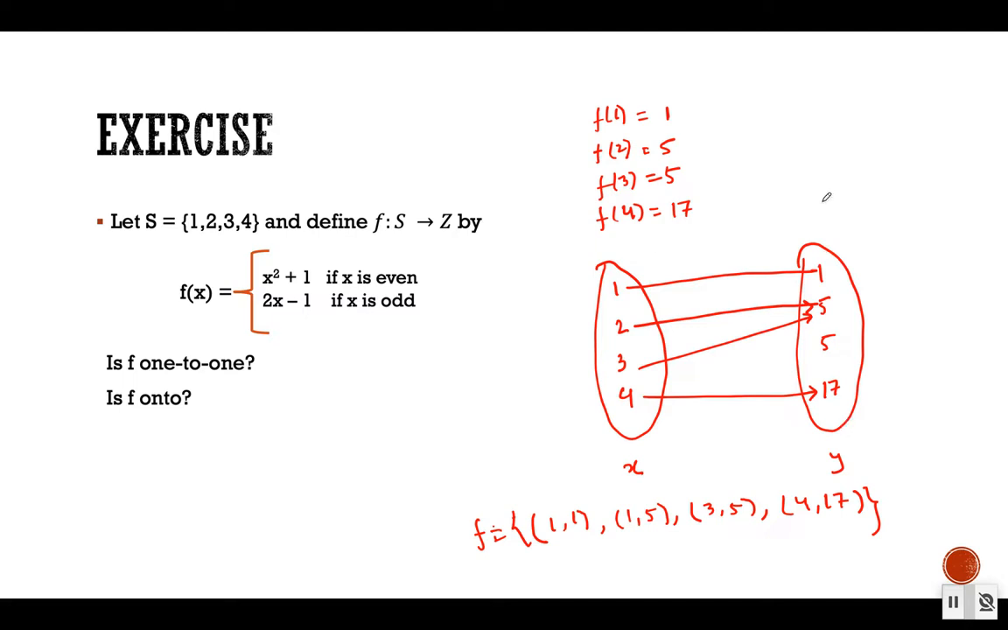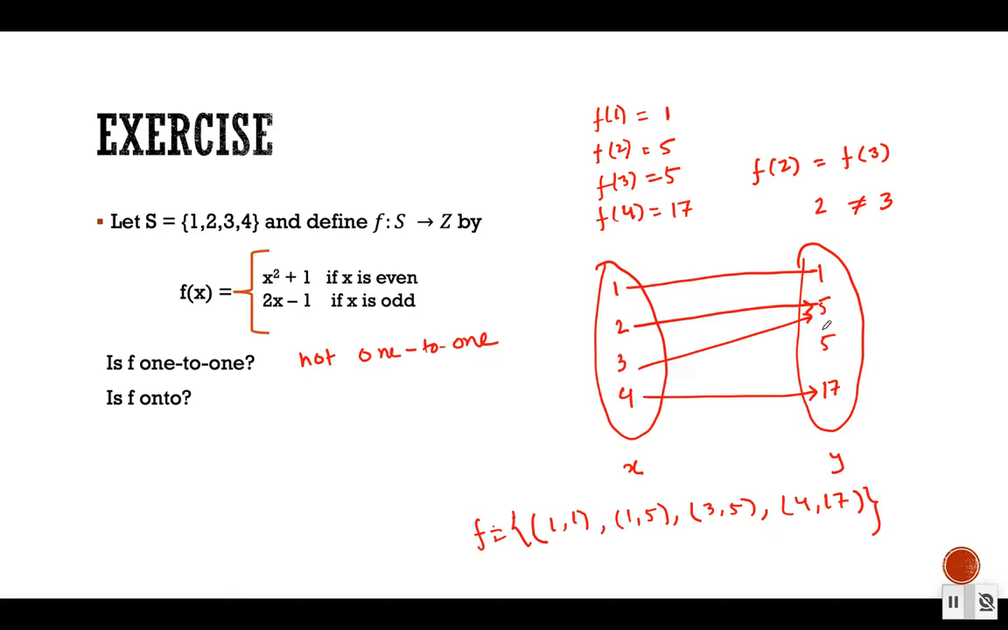From that mapping we can see that for two different inputs we have the same output. So f(2) equals f(3), where 2 is not equal to 3. They are different inputs but their output is the same. So that means it's not one-to-one.